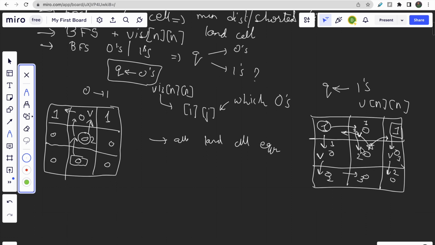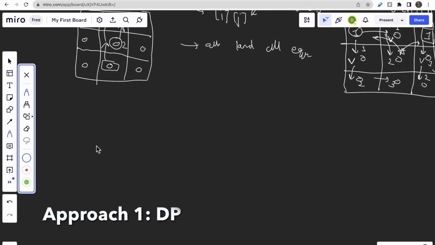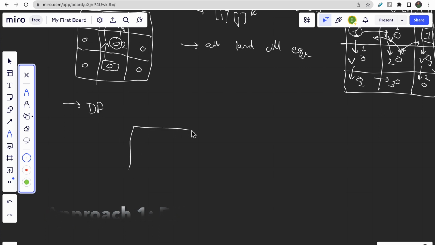So yeah, I hope you guys understood the BFS approach to solve this question. Now, this BFS approach is good, but we can solve this question in a better way also by using the DP approach. So now we will talk about the dynamic programming approach and how it will work. I will show you that.